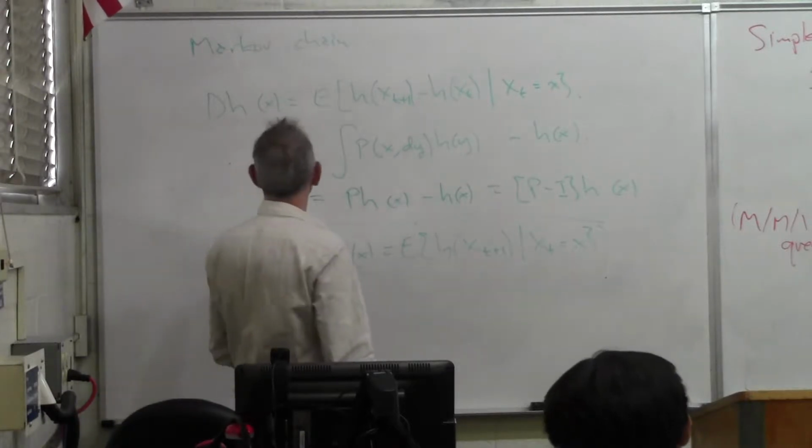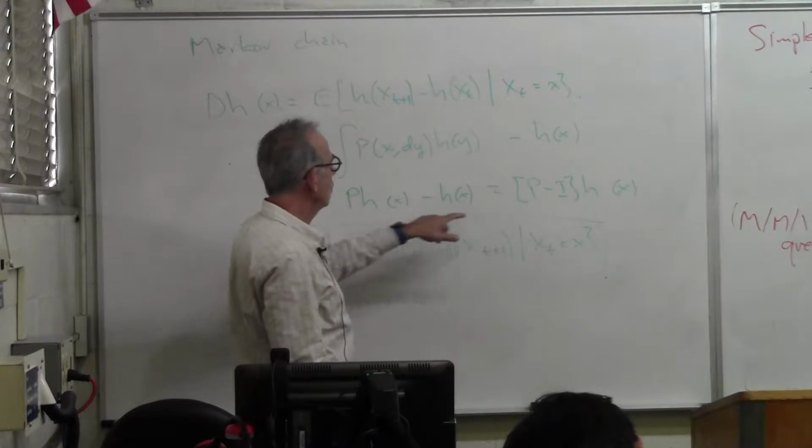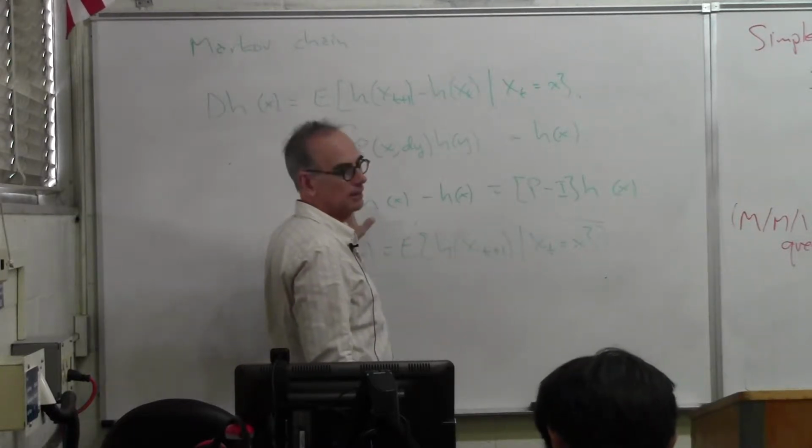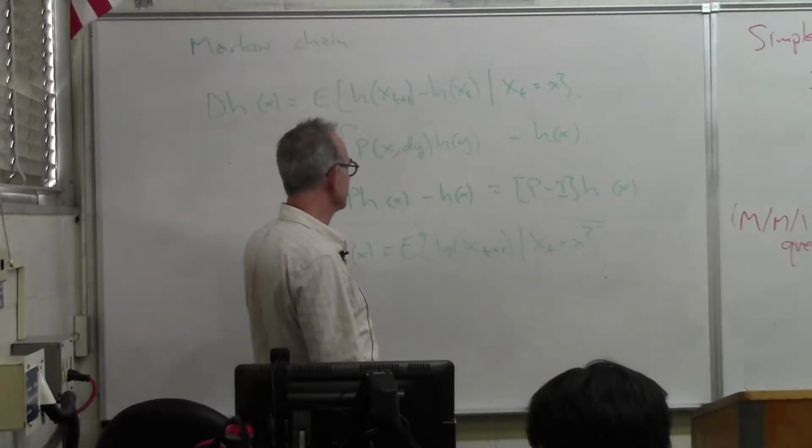All right. So the generator, we take differences, and basically it's this one-step transition operator. It's an operator. It takes functions to functions. It's a mapping from functions to functions.